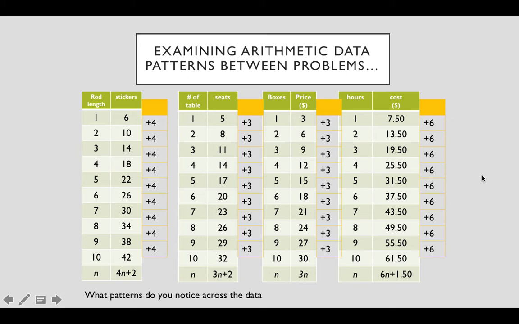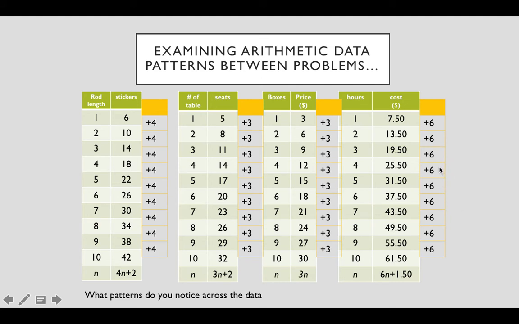One of the things I hope you notice is that there is a definite relationship between the recursive pattern, the constant change, and the coefficient, that number multiplied by the variable, in each of our explicit formulas. So when the constant change was 4, it was 4 multiplied by n. When the constant change was 3, it was 3 multiplied by n. When this constant change was also 3, it was also 3 multiplied by n. And when the constant change was 6, it was 6 multiplied by n. So the first thing that we should notice is that whatever that constant change is going to be the coefficient multiplied by our variable in our explicit form. That's really handy to know.